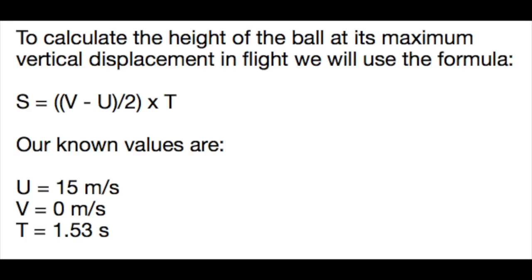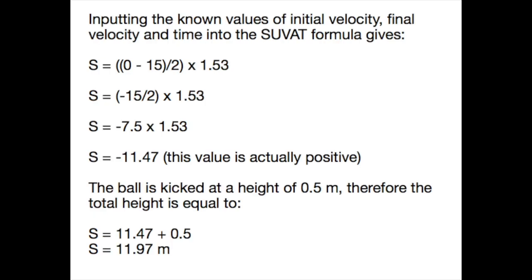To calculate the height of the ball at its maximum vertical displacement in flight, we will use the formula s equals v plus u divided by 2 times t. Our known values are u equal to 15 meters per second, v equal to 0 meters per second, and t equal to 1.53 seconds. Inputting these known values of initial velocity, final velocity, and time into the SUVAT formula gives s equal to 0 minus 15 divided by 2 times 1.53. This calculation gives displacement equal to 11.47 meters.